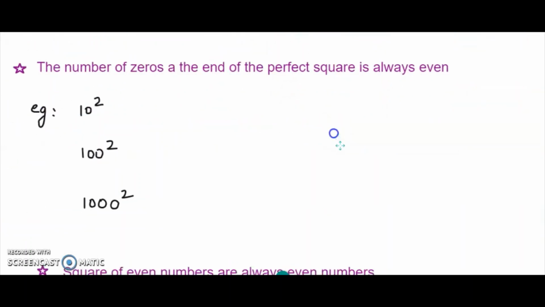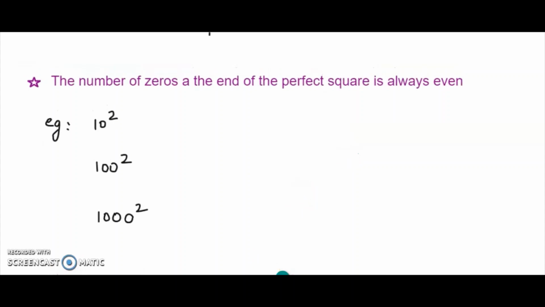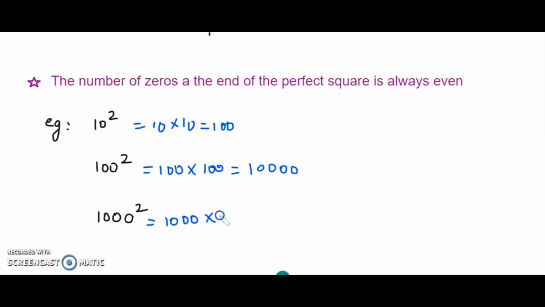The number of zeros at the end of a perfect square is always even. Let's check. 10 square means 10 multiplied by 10, which is 100. 100 square: multiplication of 10, 100, and 1000 by itself is very easy, you just add up the zeros and place them. So how many zeros? 1, 2, 3, 4. Then 1000 square. How many zeros in total? 1, 2, 3, 4, 5, 6.